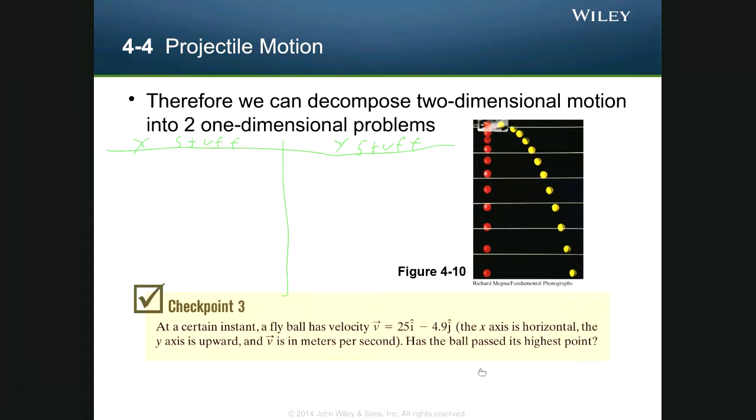Okay. Well, let's take a look at the velocity vector first. So the velocity vector, if we look at it, has positive x and negative y, or let's make a little coordinate system.